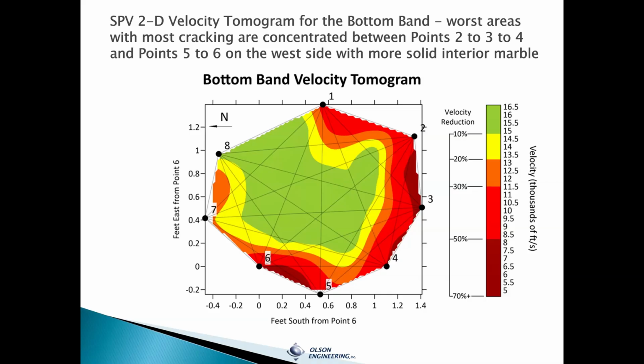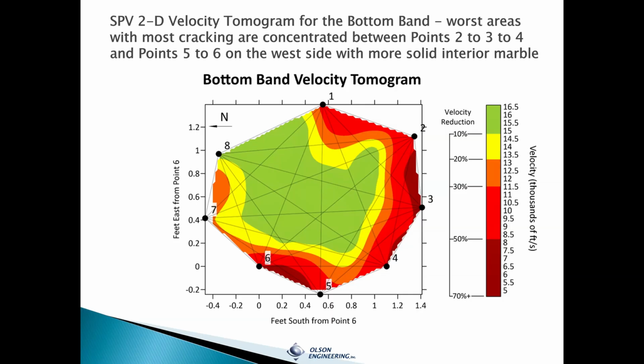This is a resulting P-wave velocity tomogram from the bottom band with the pixels contoured. Each of the 8 test points is labeled there and the ray paths are shown. The green areas indicate areas that are good or sound, with velocities that fall within 10% of the sound velocity determined from that big piece. And the warmer the colors get, the worse the velocity is.